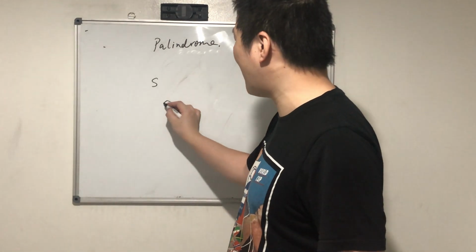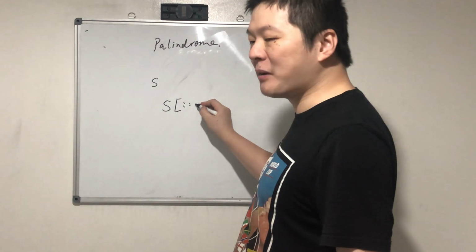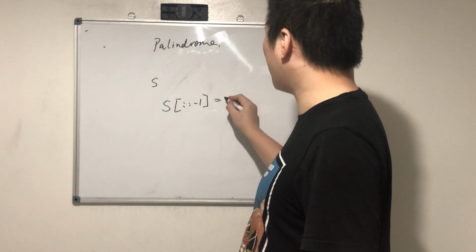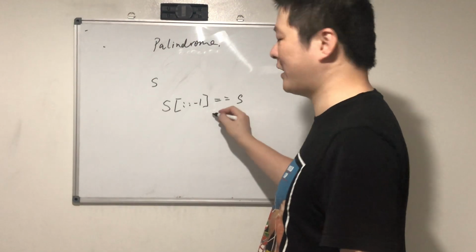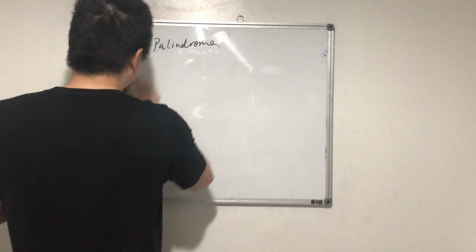it's still the same. So how do you reverse it? This one, do you still remember? S[::-1], and that will be equal to S. That will be returning True, okay? Does it make sense? Okay? So today, listen carefully.